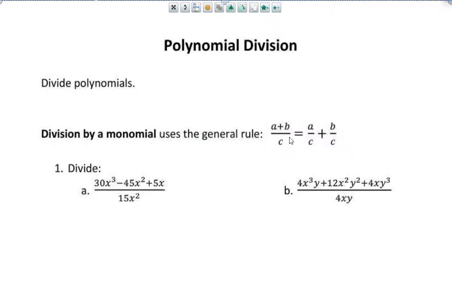In this video, we're going to learn how to divide polynomials. First, we'll take a look at division by a monomial. So we're going to take some polynomial and divide that by a polynomial with one term.